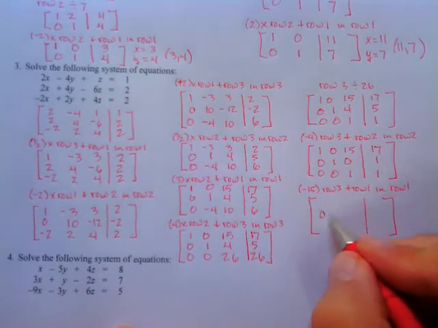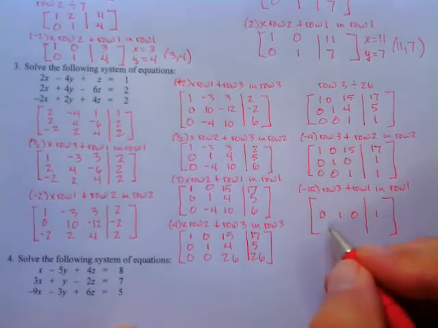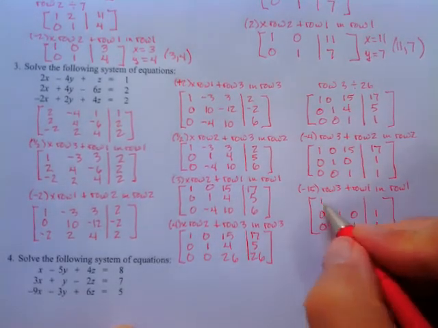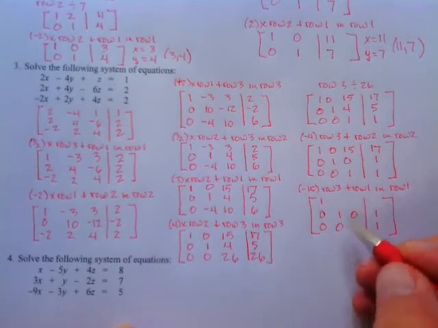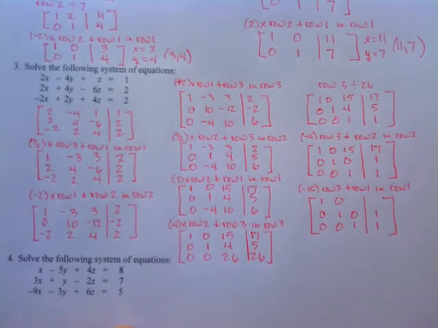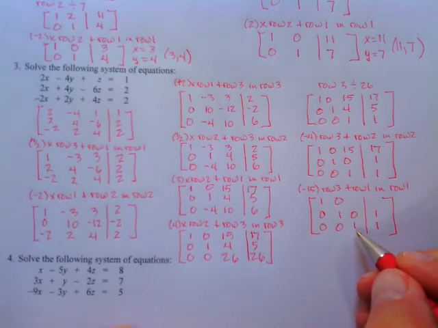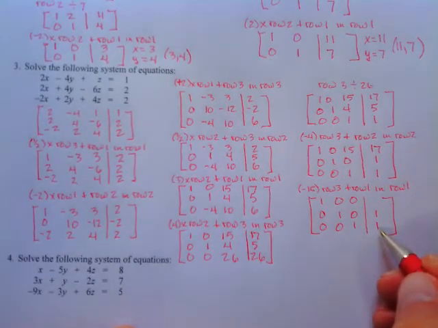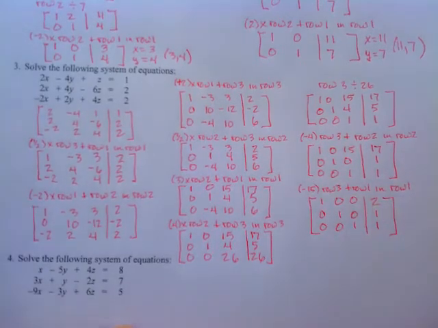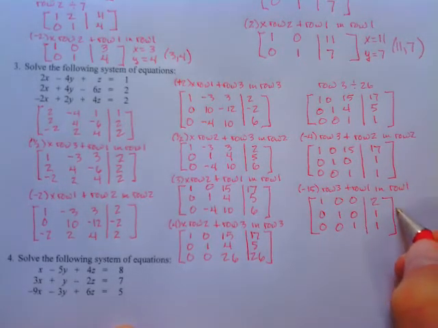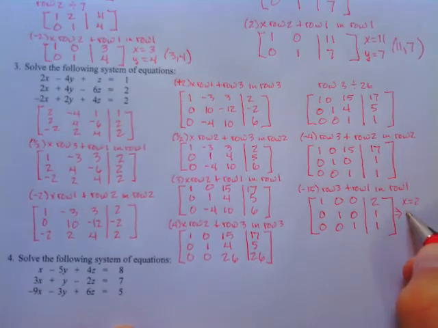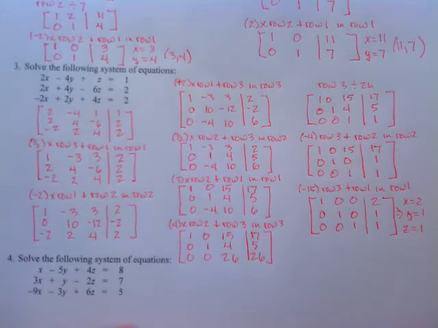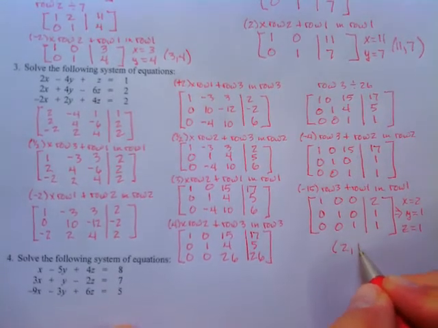And of course, this is not going to change row 2, not going to change row 3. 0 and 1 is 1. 0 and 0 is, of course, 0. Negative 15 times 1 plus 15, there's my 0. Negative 15 times 1, negative 15 and 17, there's my 2. And so I'm left with x is 2, y is 1, z is 1. And my answer: 2, 1, 1.